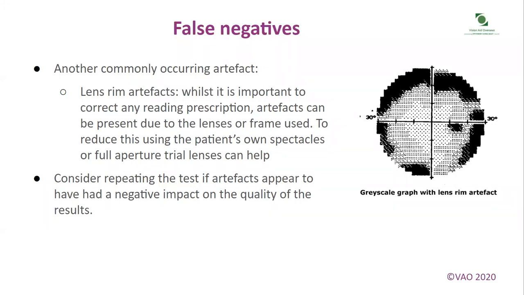Another commonly occurring artifact, lens rim artifacts. Whilst it is important to correct any reading prescription, artifacts can be present due to the lenses or frame used. To reduce this, using the patient's own spectacles or full aperture trial lenses can help. Consider repeating the test if artifacts appear to have had a negative impact on the quality of the results. The diagram on the right shows the grayscale graph with some lens rim artifacts.